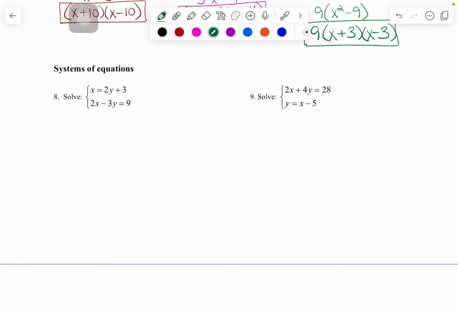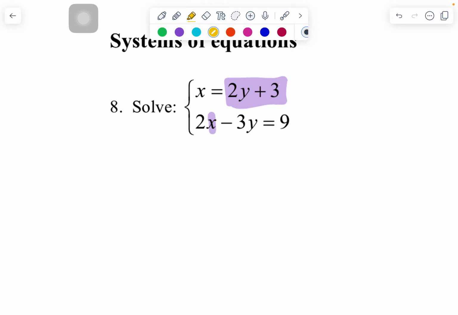All right, for the last video of Notes 22, we've got a couple systems to solve. Now, I already recognize that both of these systems are well set up to do substitution. In problem number 8 here, I know what x is equal to, so I can replace x. And in problem number 9, yes, I'm looking ahead, that one tells me what y is equal to, so I do that substitution. So let's start with number 8 here.